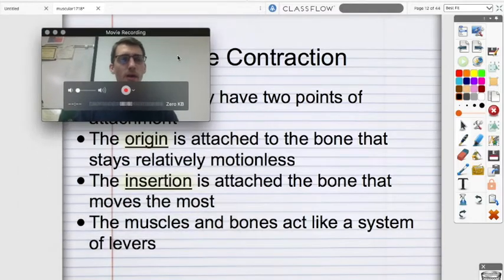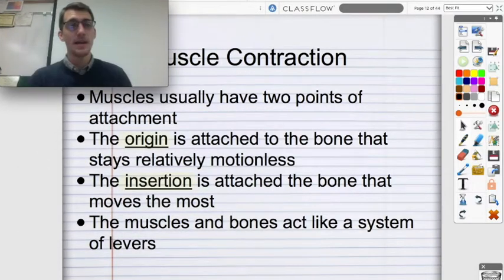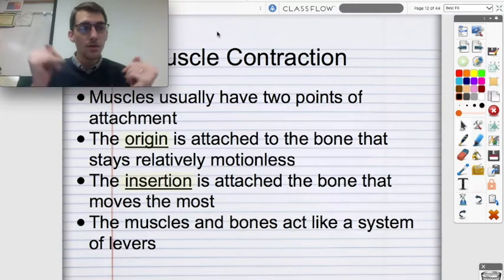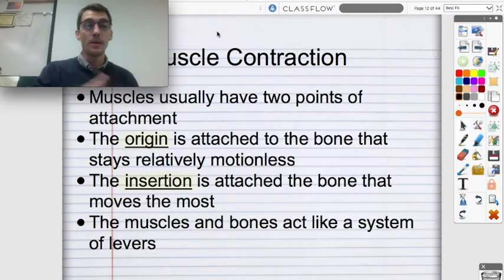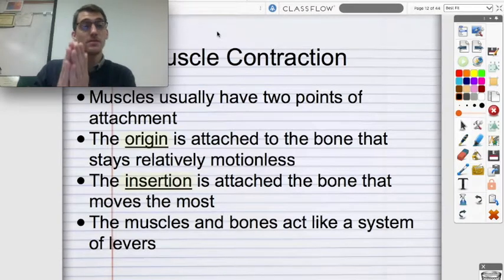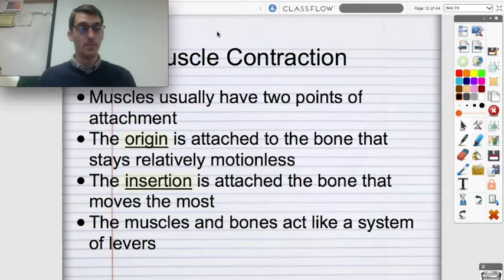All right, let's talk about contraction a little bit. In our next video on the sliding filament model, that's the molecular level of muscle contraction, how it works down at proteins and ATP. But how do muscles contract and how do they work together? Muscles, as we just looked at, have two points of attachment. They're usually attached via a tendon to two separate bones, or in two different spots on one single bone. The origin is the point of attachment to a bone that stays relatively motionless, and the insertion is attached to the bone that moves the most.